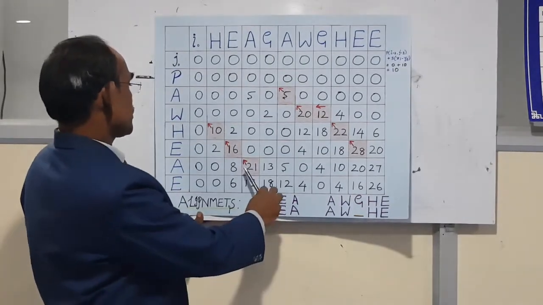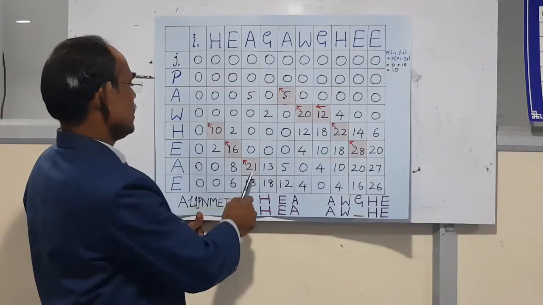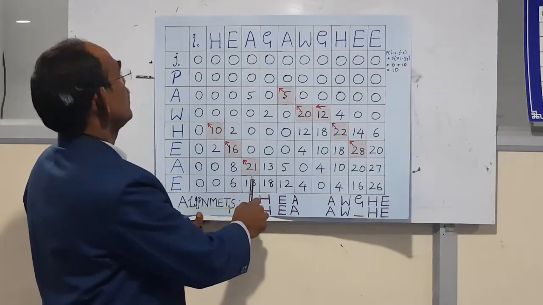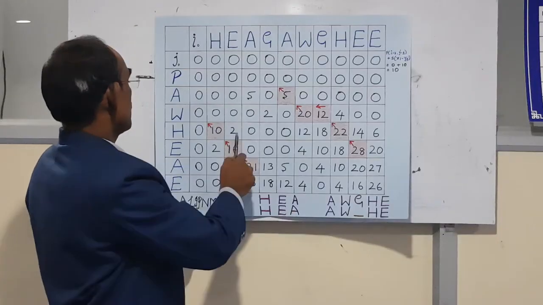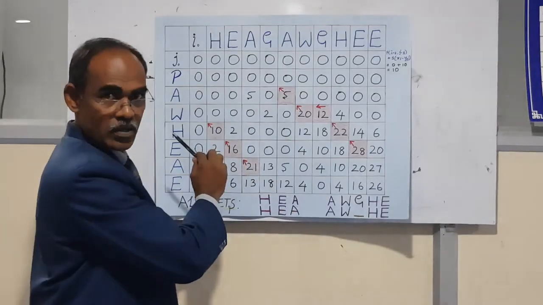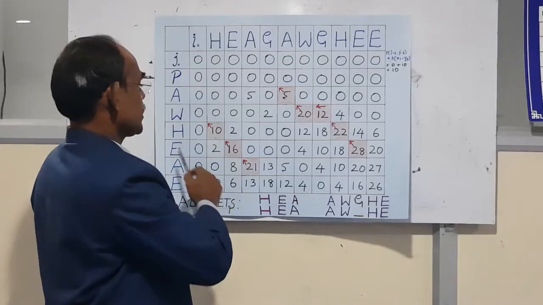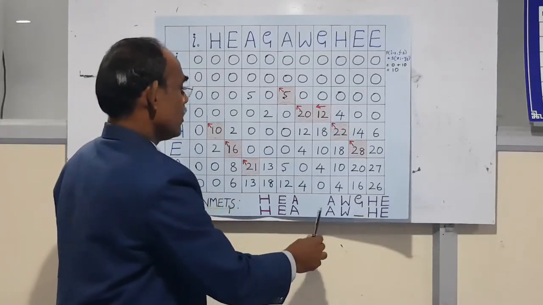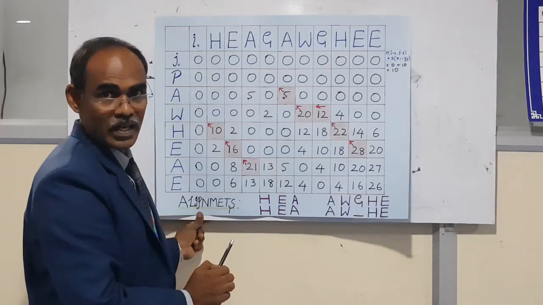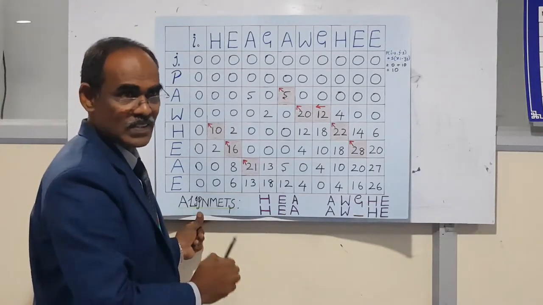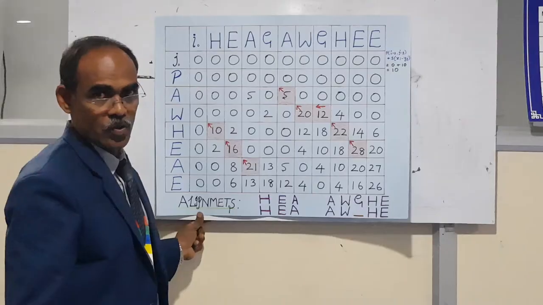One more area also has a maximum aligned region. See, this is the maximum one. Here A is aligned with A, E aligned with E because it is a diagonal move, and H with H. So we have got two substrings having locally aligned regions. This is the typical local sequence alignment.